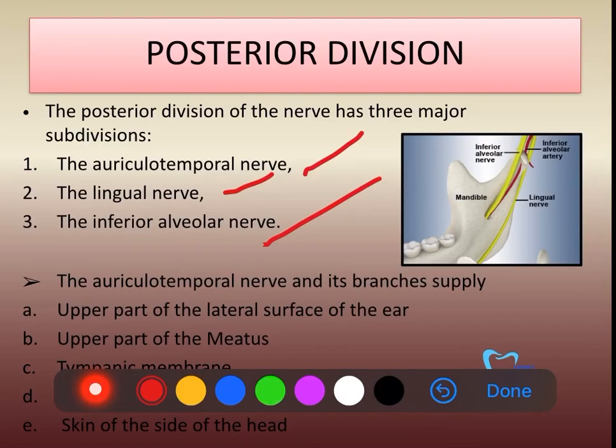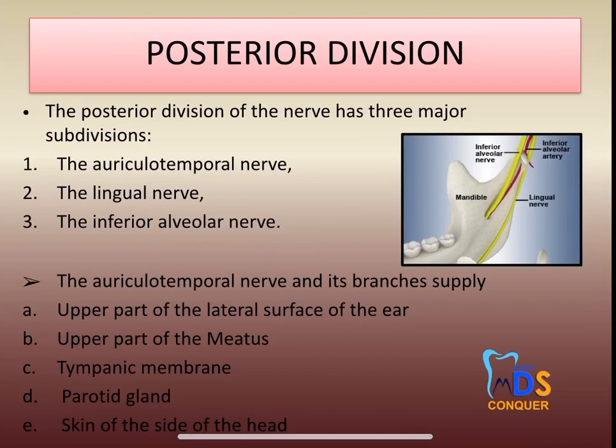Okay, so we know the lingual nerve and the inferior alveolar nerve, which supplies almost all the teeth of the lower jaw. Again it gives off branches, like at the mental foramen, the mental nerve, and at the incisive foramen it gives incisive branches. So, if you describe all that in detail, that's more fetching. Okay, so the auriculotemporal nerve, you can see the structures being innervated: the upper part of the lateral surface of the ear, the upper part of the meatus, the tympanic membrane, the parotid gland and the skin of the side of the face.